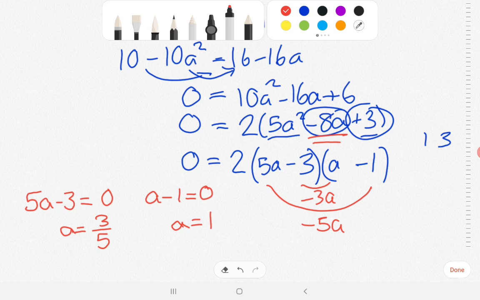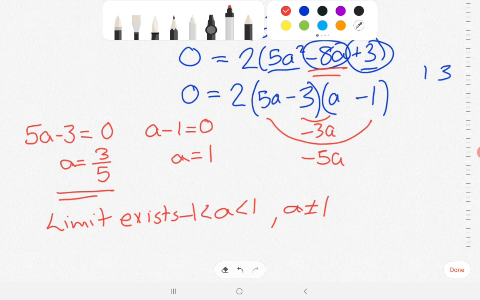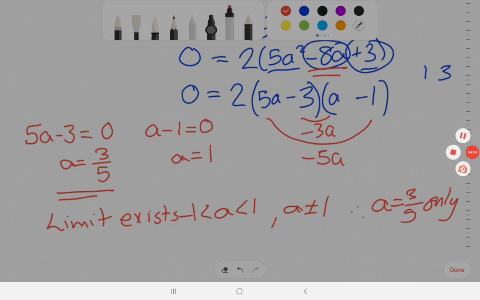But you're told in the question, remember, that both of these recurrence relations have a limit. So only one of these values of a will give a limit, and that's this one here. Because remember, a limit exists when a is between 1 and minus 1. Which means that a cannot be equal to 1. Therefore, a can be 3/5 only. And now that you know what the value of a is, I'm sure you're going to be able to work out the limit, evaluate the limit from there.